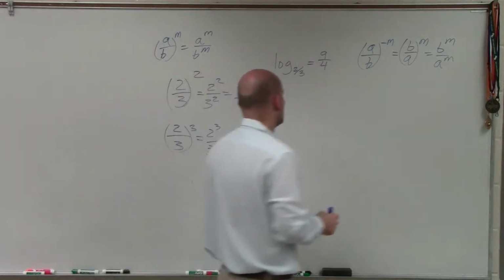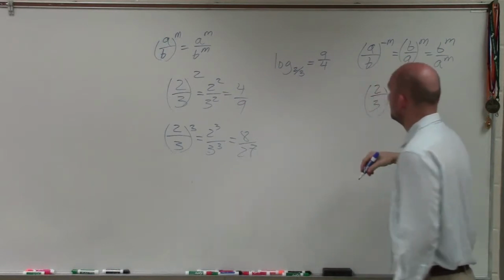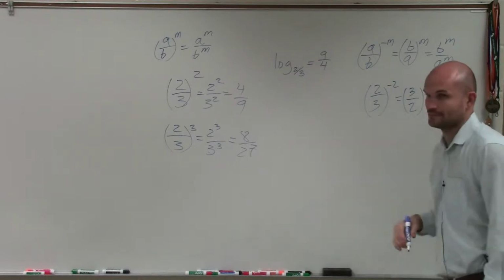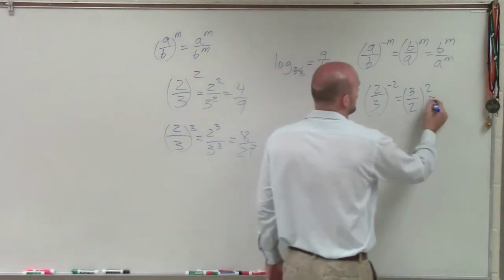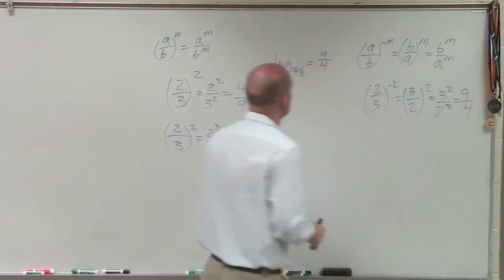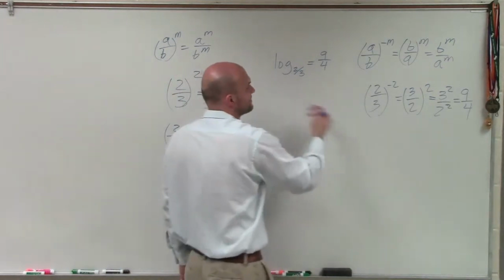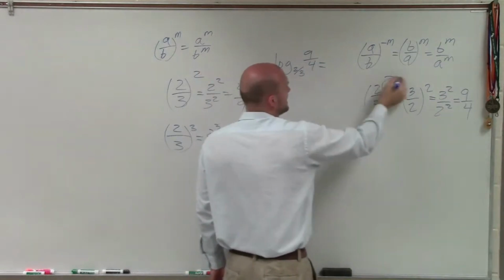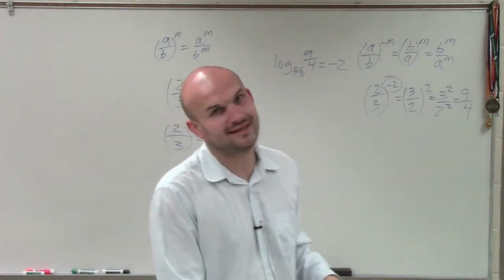But now let's take a look at our negative numbers. If I did 2/3 to a negative power, I can take the reciprocal and raise it to the positive power. So 2/3 raised to the negative second power becomes 3 squared over 2 squared, which equals 9 over 4. So 2/3 raised to what power gives us 9/4? That answer is -2. So there you go, ladies and gentlemen. That is how you evaluate a logarithmic expression. Thanks.